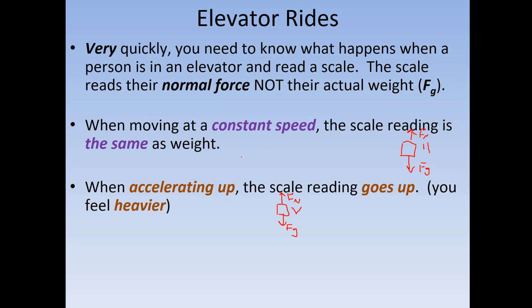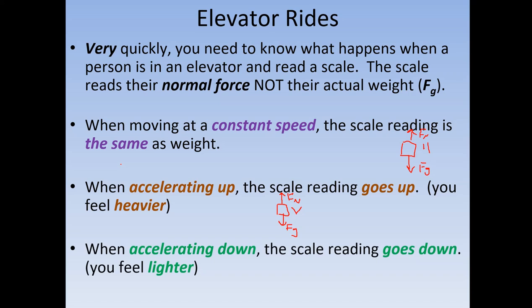Usually you don't accelerate for that long and it goes straight into the constant speed. But if you took a scale into the elevator, stood on it, and saw what happened right when the elevator starts moving, you would see the scale reading actually increase for a brief second. And then the last one is that when it accelerates down, the scale reading goes down and you feel lighter. Again, looking at the FBD, the normal force is going up and the gravitational force is going down. If it's accelerating downwards, the gravitational force has to be bigger. So the normal force has to be smaller than your weight. Same idea.